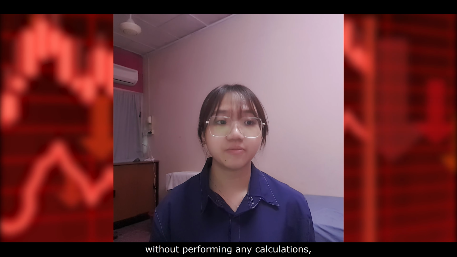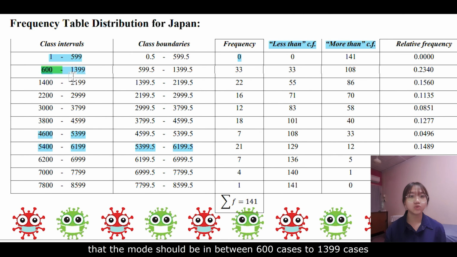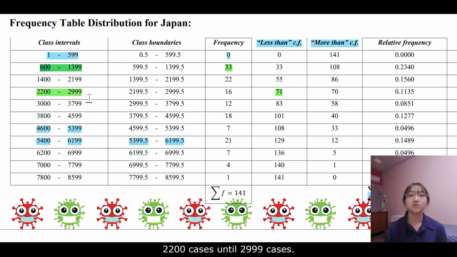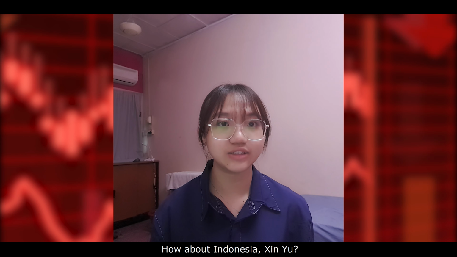Additionally, without performing any calculation, I could roughly estimate that the mode should be between 600 cases to 1,399 cases as the most frequency has occurred in this interval. To find the median, we have to determine its position first. Since the position is at 70.5, the median should be between 2,200 cases and 2,999 cases. How about Indonesia, Xingyu?